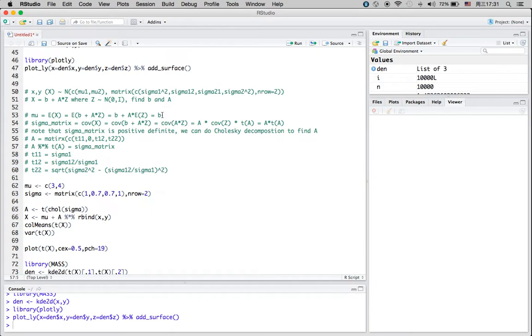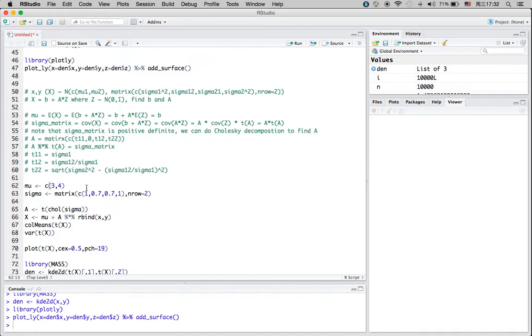So now we have found our vector b and matrix A, and our target distribution can be obtained by using this construction.